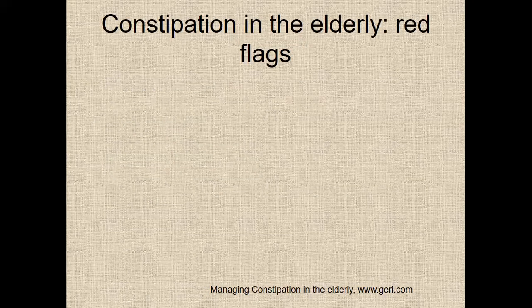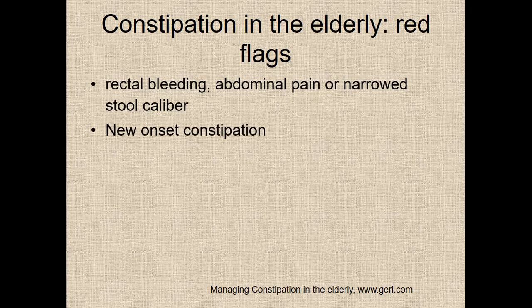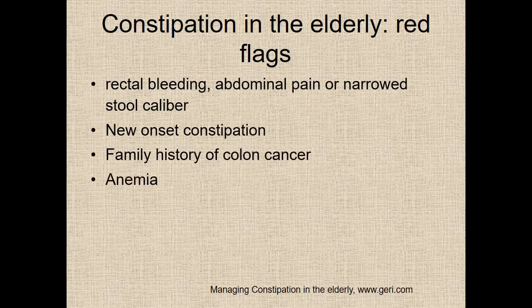We discussed yesterday about red flags. So what could be the red flags in constipation? If the patient develops rectal bleeding, abdominal pain, and new onset constipation in the elderly, it is an alarming sign. Family history of colon cancer can also give you a clue that this constipation is probably because of some malignancy. Anemia with constipation is also indicative of some malignancy because there is some internal blood loss going on, and that's the reason if the patient with constipation has anemia along with it, it's a red flag.